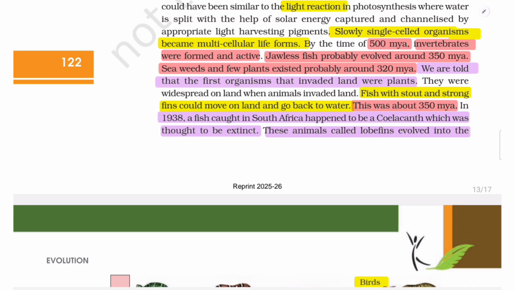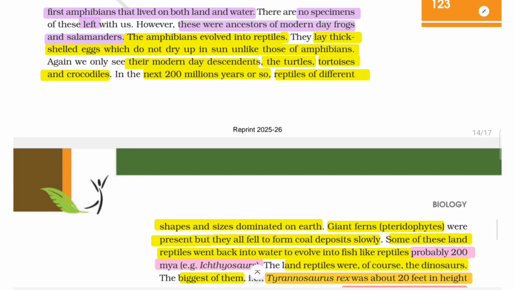In 1938, a fish caught in South Africa happened to be a coelacanth, which was thought to be extinct. These animals, called lobe fins, evolved into the first amphibians that lived on both land and water. There are no specimens of these left with us. However, these were ancestors of modern day frogs and salamanders.